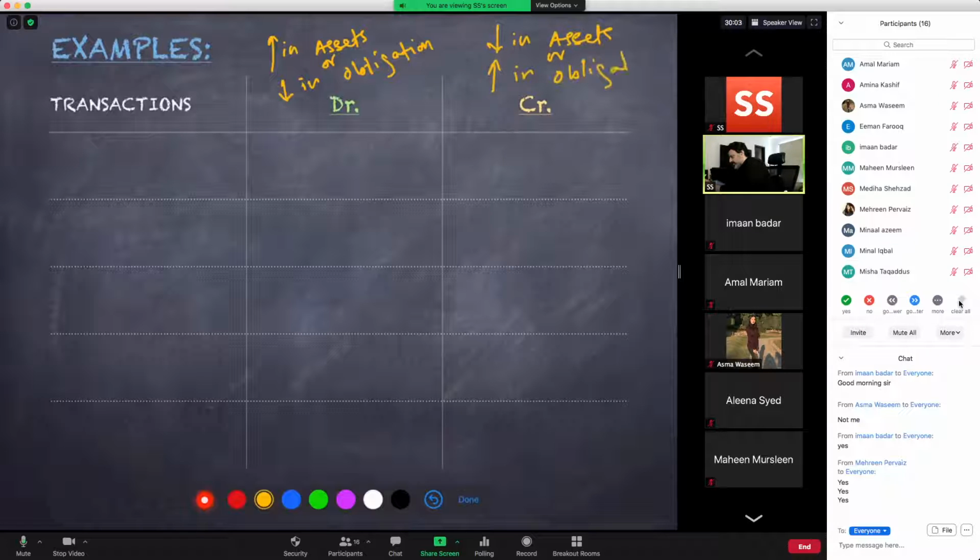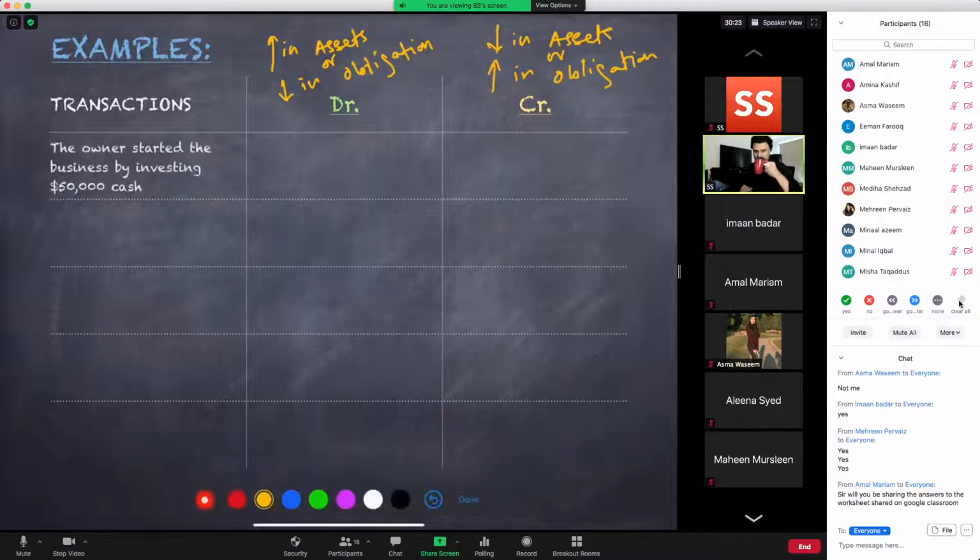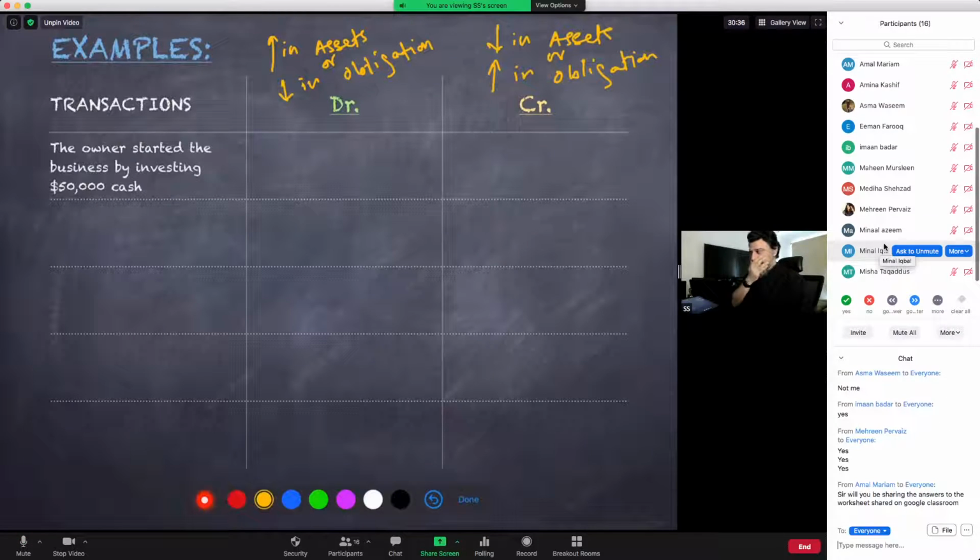So we are going to deal with these examples one by one, and then we will see how we break down a regular transaction into its significant parts. The significant parts here means that we will break it down into a debit and a credit entry. So the first transaction is the owner started the business by investing $50,000 cash, right?